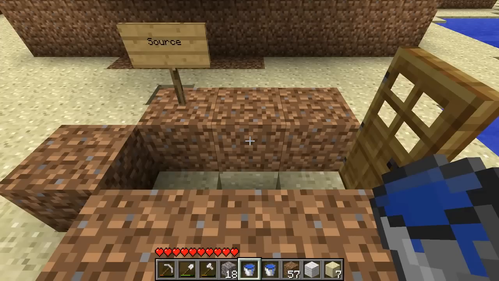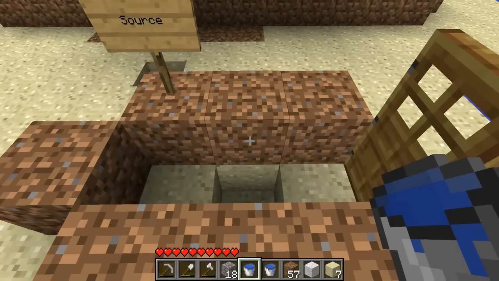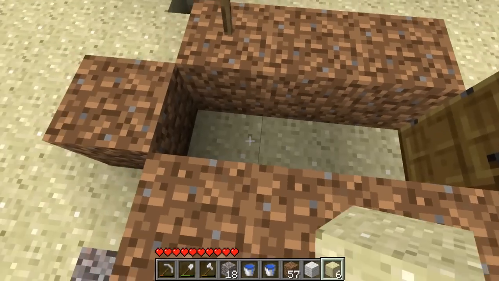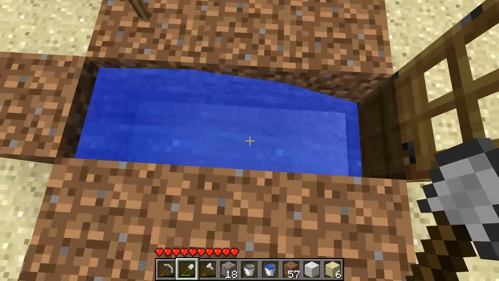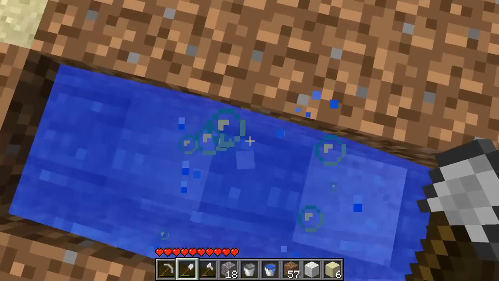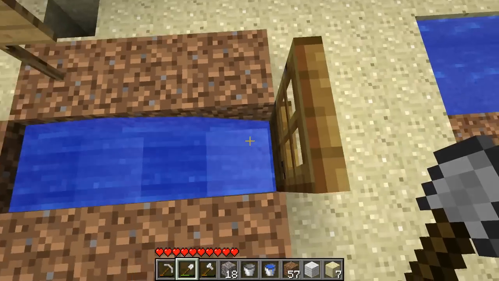An easier way of setting up your water stream in this example would have been to leave this flat first, place your water, and then remove the block in the middle. And that will cause the water to flow down, and it's already flowing to the door.